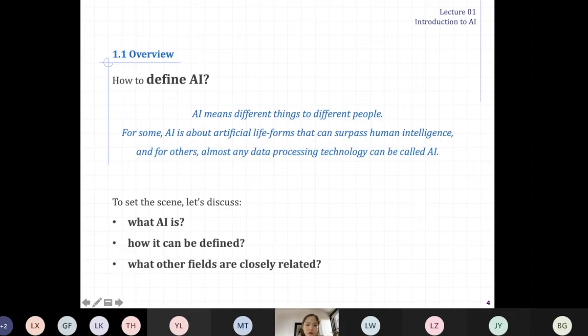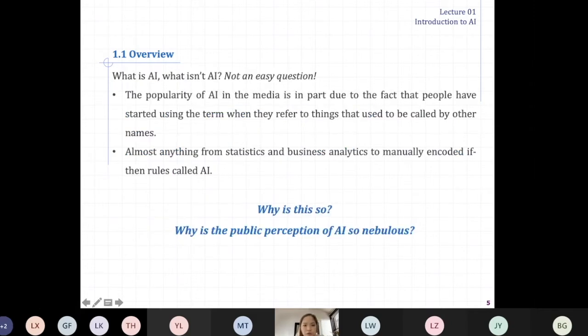To set the scene and understand better, we're going to discuss what AI is, what it means, how we can define it, and what other fields are closely related to AI. It's not an easy explanation, because of the popularity of AI in the media, especially in movies. People label a lot of things with AI, and sometimes those things are way beyond what we actually have, at least for now. A lot of people think that almost anything from statistics and business analytics to manually encoded if-then rules can be called AI. But behind those programs is basically just if-else rules, and not all if-else rules are AI.